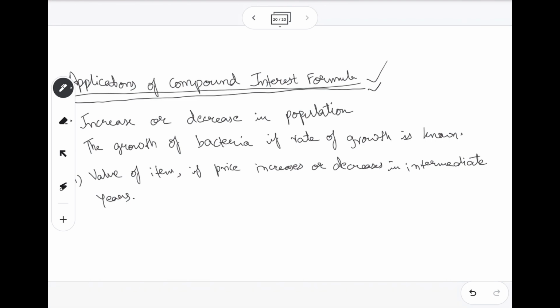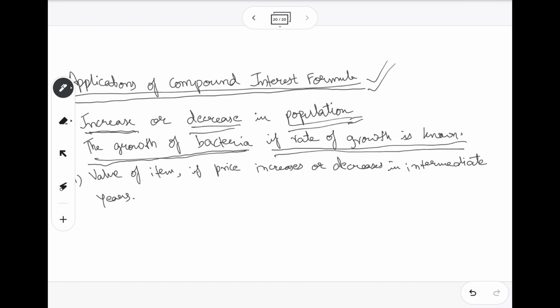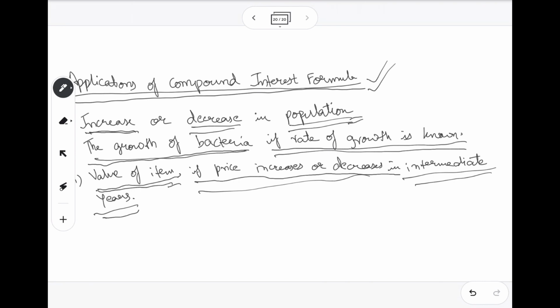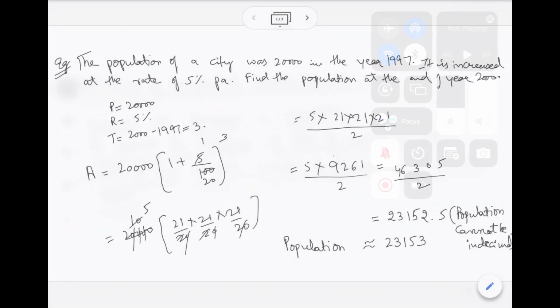Now some of the applications of compound interest formula. When we are asked or given the increase or decrease in the population of a village or a city, when the growth of the bacteria is to be found and rate of growth is known, and when the value of the item is to be found if there is increase or decrease in the intermediate years, that is the case of depreciation.